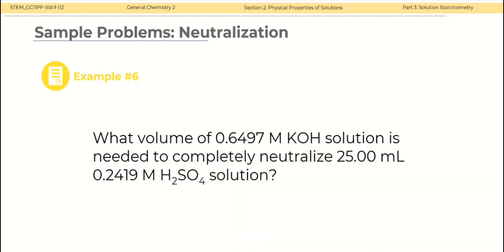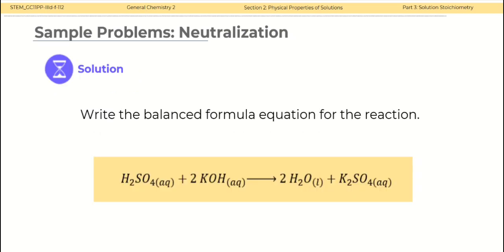Example 6. What volume of 0.6497 molar potassium hydroxide solution is needed to completely neutralize 25 milliliters of 0.2419 molar sulfuric acid solution? Solution. Write the balanced formula equation for the reaction. 1 mole aqueous sulfuric acid reacts with 2 moles aqueous potassium hydroxide to produce 2 moles water and 1 mole aqueous potassium sulfate.